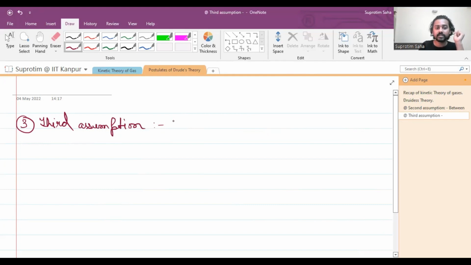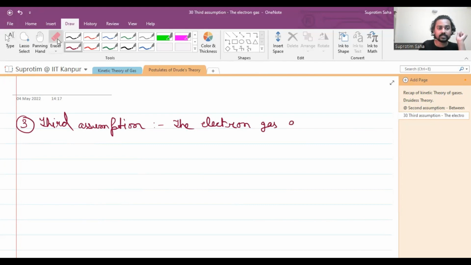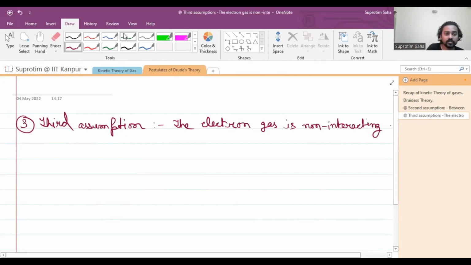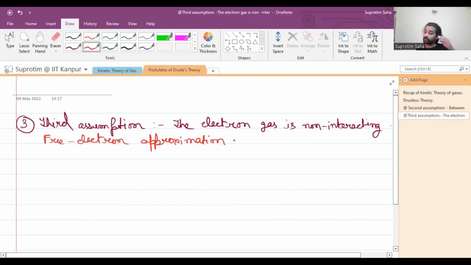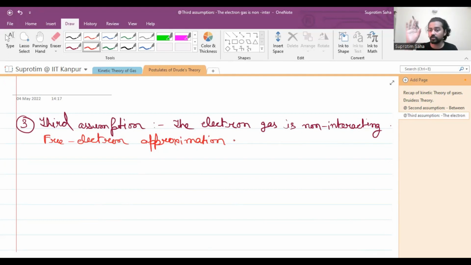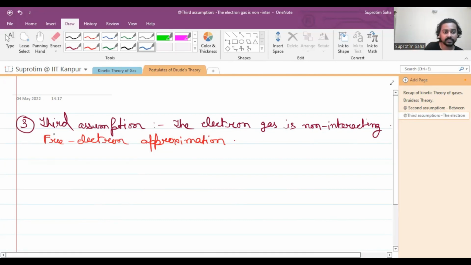Third assumption is that the electron gas is non-interacting. All right, and this is called your free electron approximation. And earlier we also talked about how the gas molecules trapped in a container are also non-interacting. There's only kinetic energy between them, and there's no potential energy. So as to say, there's no electron-electron interaction.